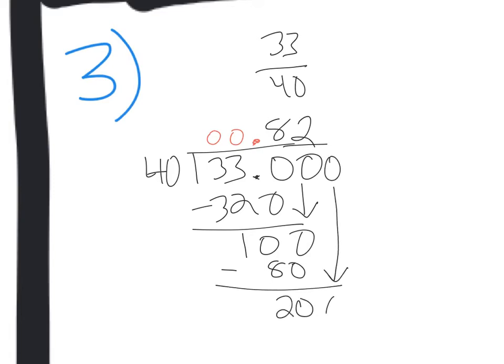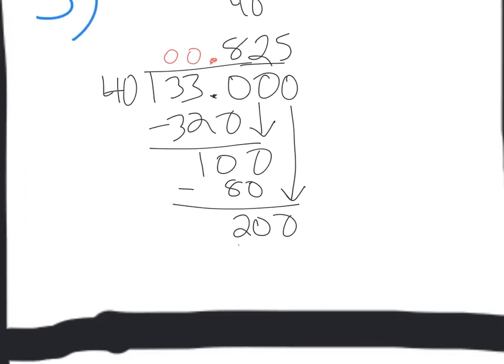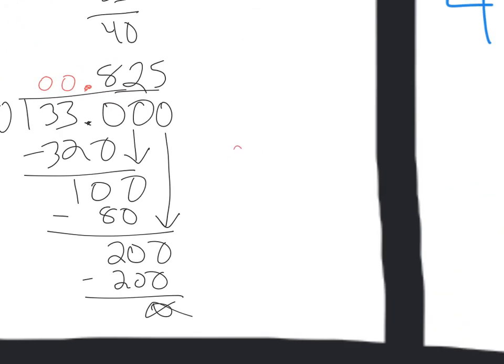Brother, bring down. And 40 will go into 200 5 times. 5 times 40 makes 200. Sister, subtract, and you are done. So your decimal here would just be 0.825 or 825 thousandths. Nice. Let's go ahead and check out number 4.